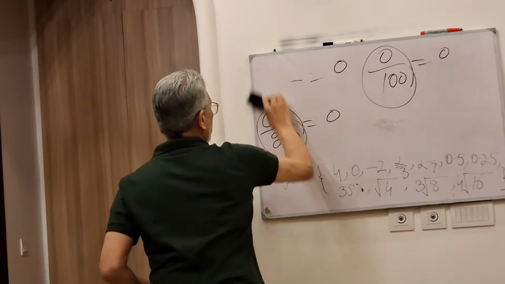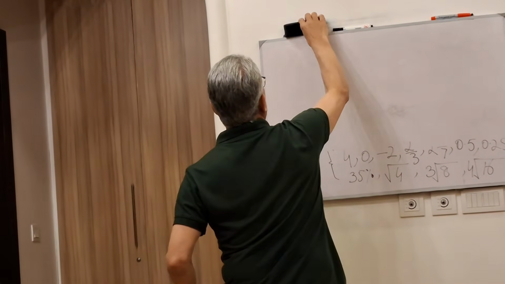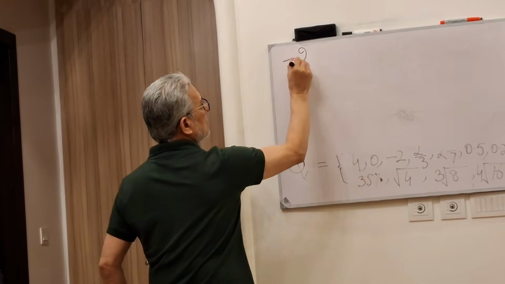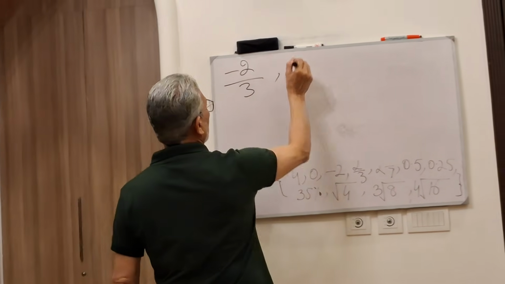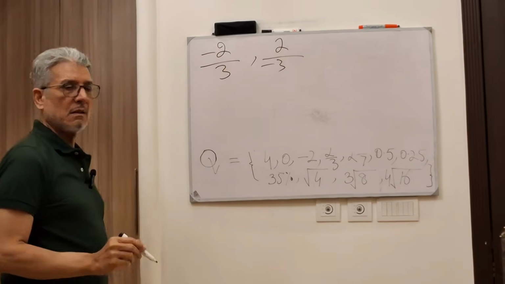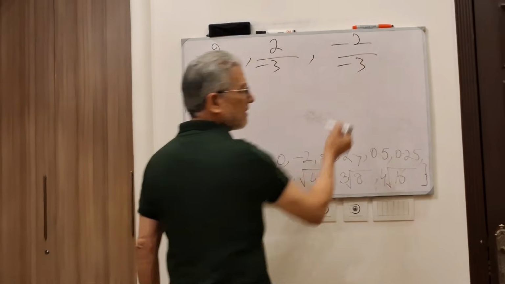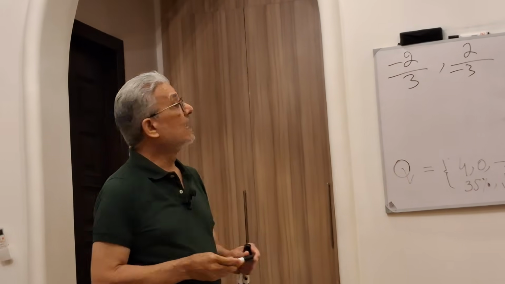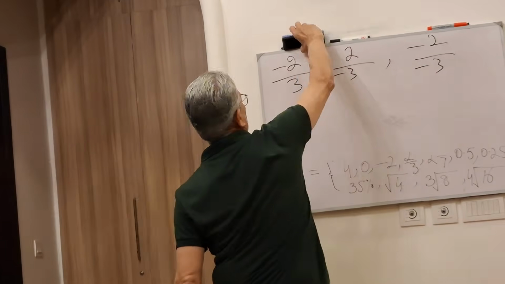Similarly, negative numbers like minus 2 over 3, or 2 over minus 3, or minus 2 over minus 3. So they can also be written in the form of a fraction. So they are also rational numbers.